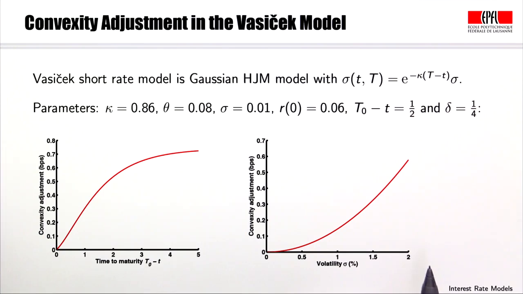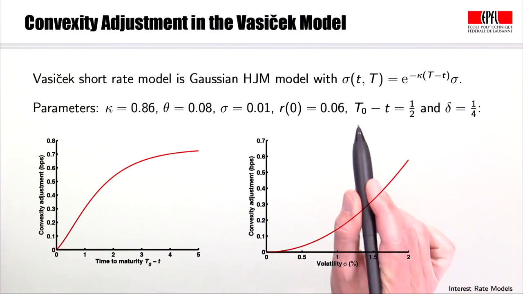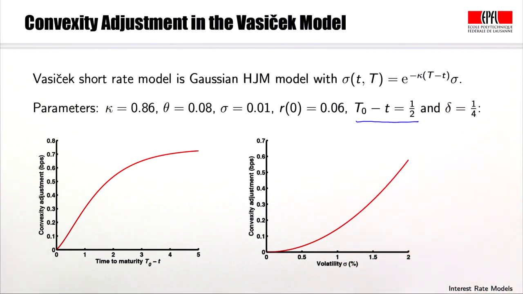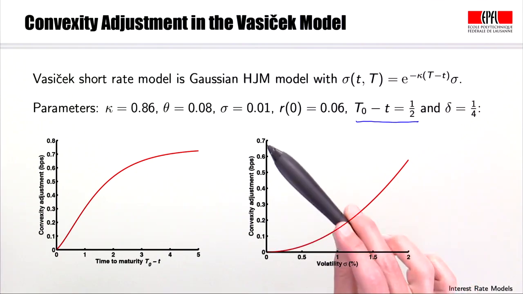In the right figure, we see the convexity adjustment as a function of varying volatility parameter sigma. Here we fix the time to maturity to be 6 months, and we vary the volatility sigma from 0 to 2%. As we can see, the convexity adjustment is increasing in sigma, and the order of magnitude is again somewhere between 0 and 1 basis point.